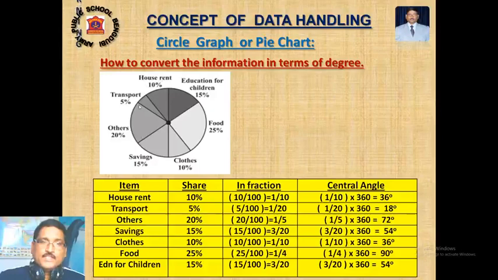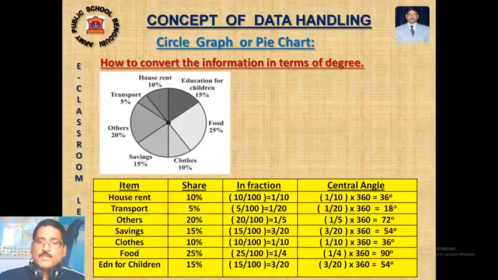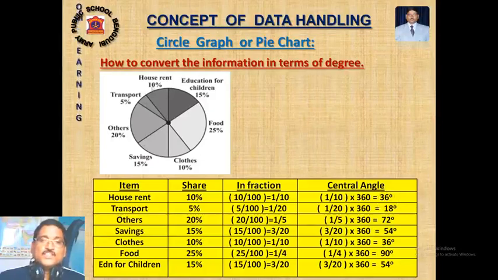The items are house rent, transport, others, savings, clothes, food, and education for children. Individual shares are 10%, 5%, 20%, 15%, 10%, 25%, and 15%. Now fraction: 10% means 10 upon 100. After cancelling, I am getting 1 by 10, and then 1 by 10 multiplied by 360, I am getting 36 degree. So 36 degree is equivalent to house rent.